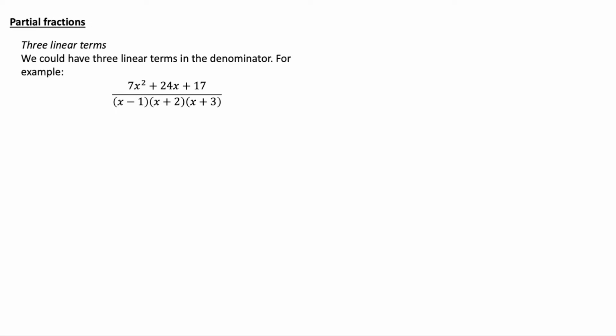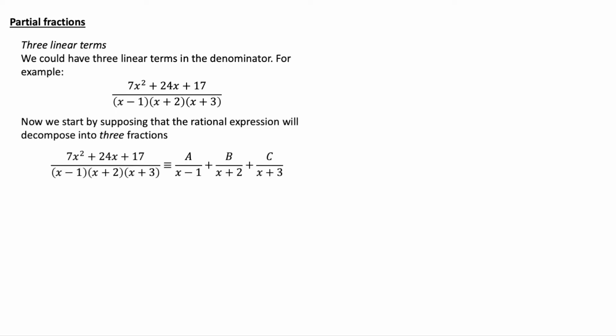It's basically the same method. We're going to suppose that this can be decomposed into 3 fractions, each one having one of the brackets from the denominator as their denominator. So we have that our original function will be equivalent to A over x minus 1 plus B over x plus 2 plus C over x plus 3.